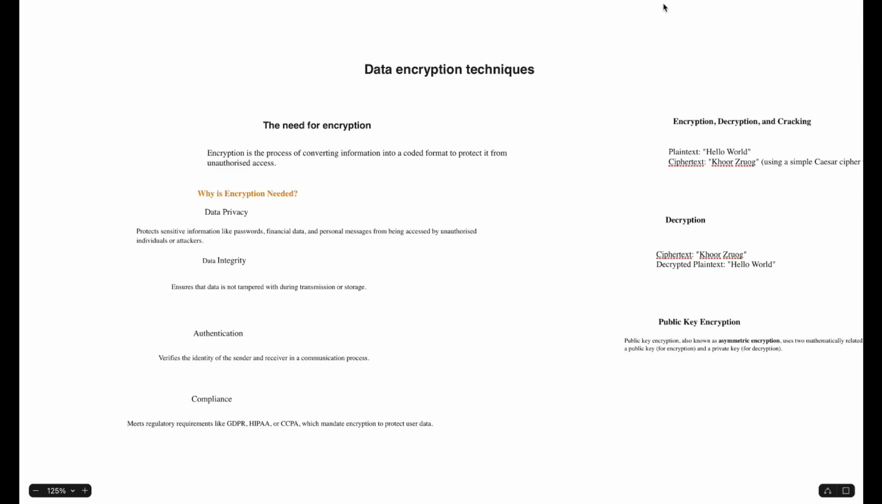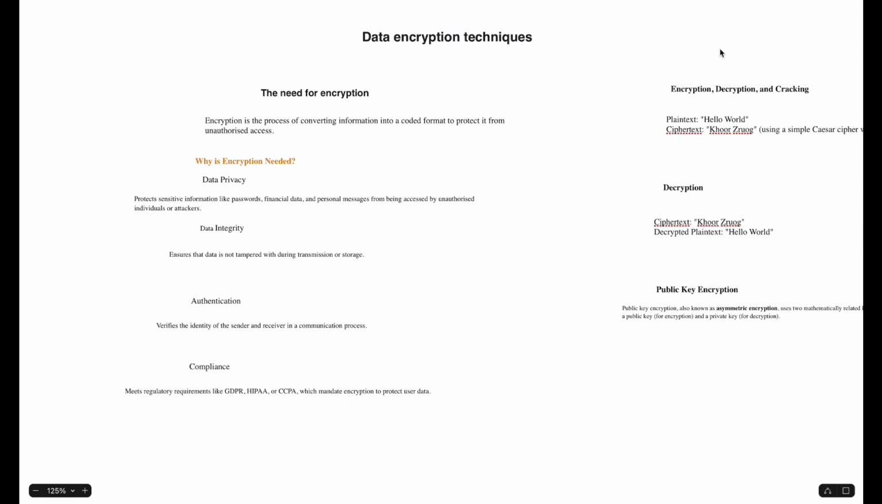And then data integrity. This makes sure that data is not tampered with during transmission or storage. Encryption could also be used in transforming data, also in passwords. So it's not limited to only one type of use, like internet transport and stuff like that. And then we have authentication. This verifies the identity of the sender and receiver in the communication process.